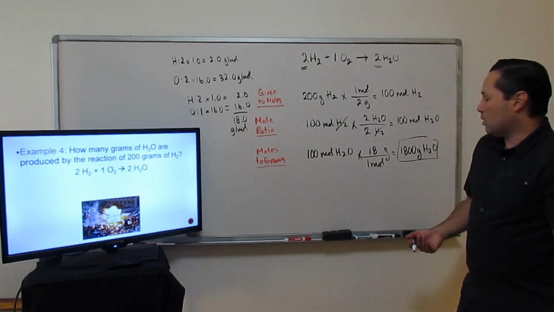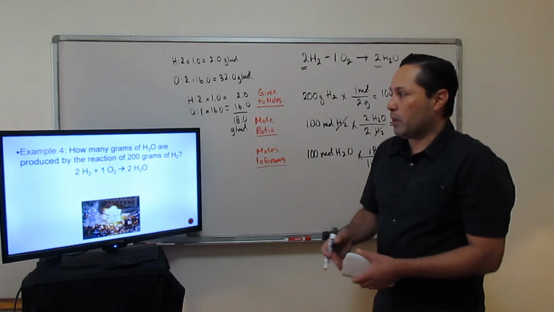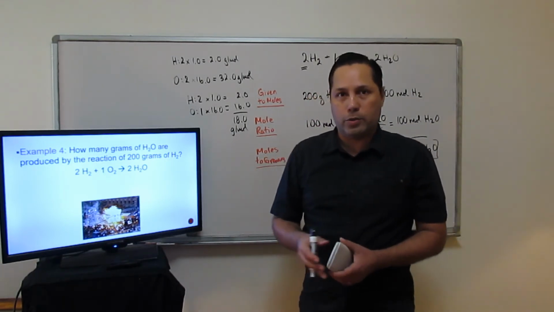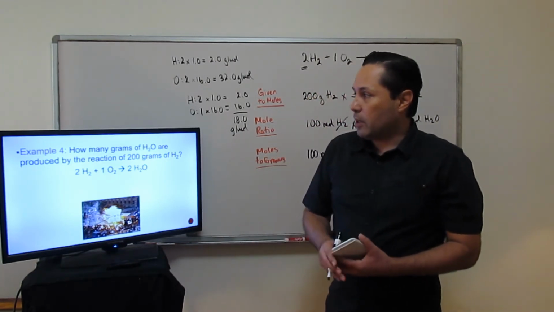1800 grams of water are produced by the reaction of 200 grams of hydrogen gas. That takes care of example 4.